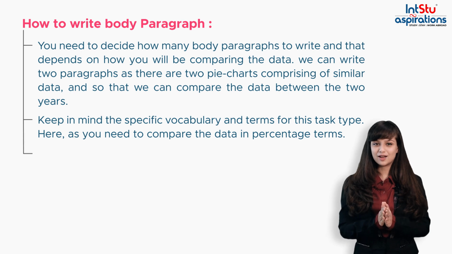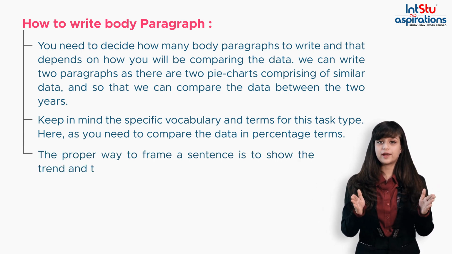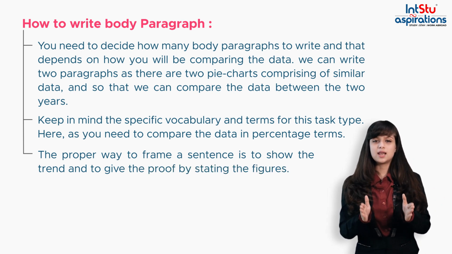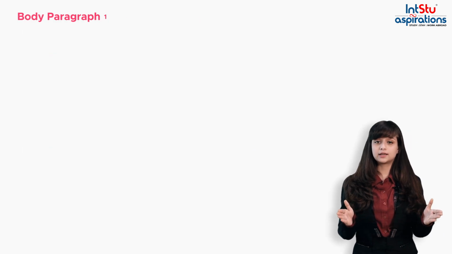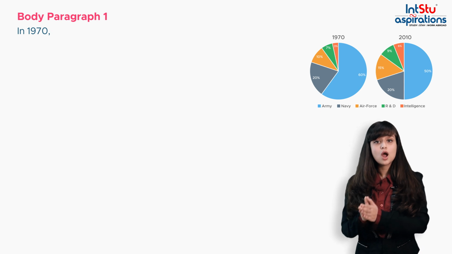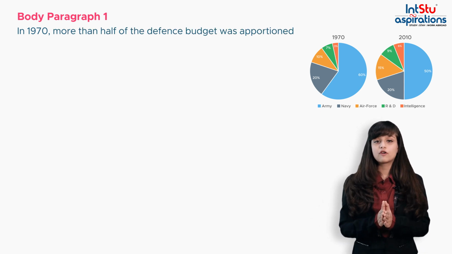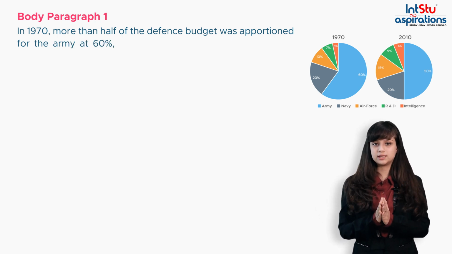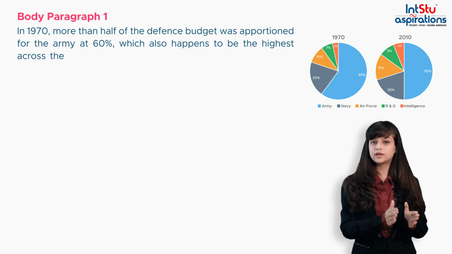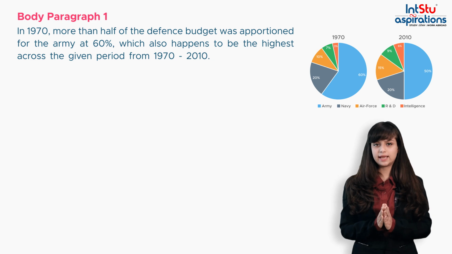For the body paragraphs, the proper way to frame a sentence is to show the trend and to give the proof by stating the figures. Let us now see how the body paragraphs for this task can be written. In 1970, more than half of the defense budget was apportioned from the army at 60%, which also happens to be the highest across the given period from 1970 to 2010.